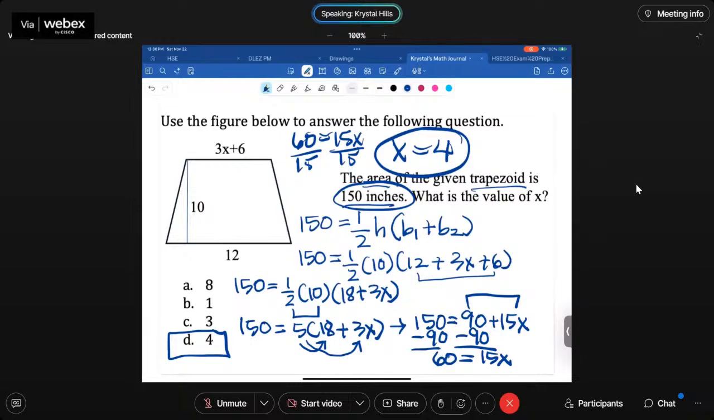Maria, I see your hand up, but then I see you put it down. Where did you get the 18 from? The 18 came from me adding 12 and 6. Ah, okay. I combined like terms. Okay, I didn't do that.